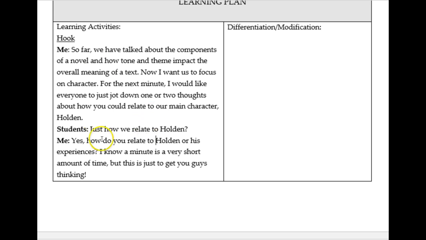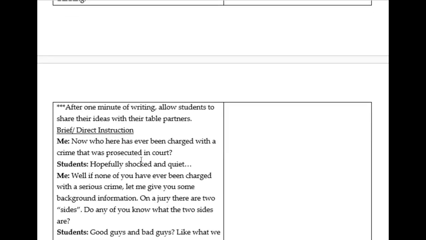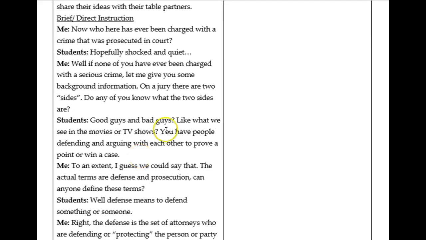So we set them into this memory loop right here, then we have them connect that memory loop to Holden, and then you kick it up a notch and you say, okay, now we've been talking about things like maybe rumors, like maybe your parents accused you of something, or your sister accused you of something, or something like that. But you guys know, there's kind of a bigger deal. Sometimes you can get accused of something that's really illegal, and what ends up happening then? Where do you go?